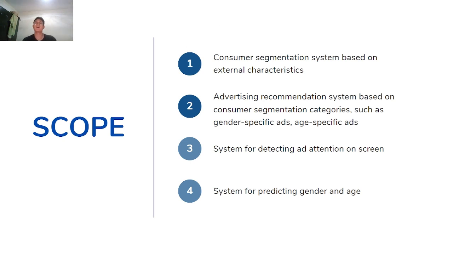The first one is consumer segmentation based on external characteristics. The second one is an advertising recommendation system based on consumer segmentation categories, such as gender-specific and age-specific ads. The third one is a system to detect attention on the screen. And the fourth one is a system for predicting gender and age.